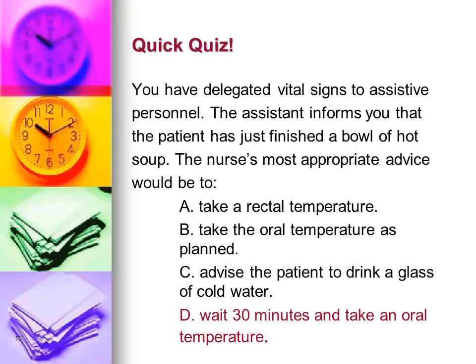If you chose D, wait 30 minutes and take an oral temperature, you are correct. The consumption of hot liquids will affect the oral temperature readings. There's no reason for you to take a rectal temperature at this time. You certainly would not want to take the oral temperature as planned because they've just had a bowl of hot soup, and you don't want them to drink a glass of cold water after the hot soup because then it's still going to affect your reading. So D, wait 30 minutes and take an oral temperature, is the correct answer.